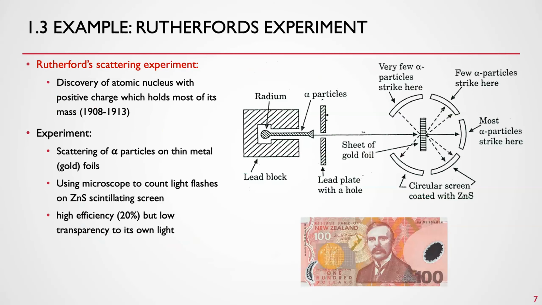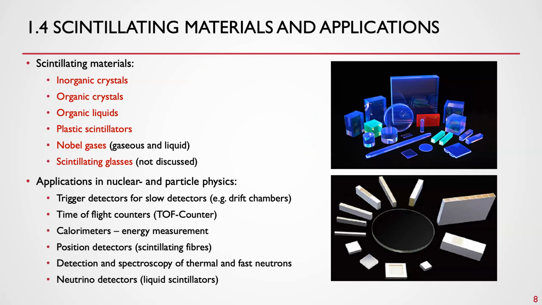Okay, the principal historic example is Rutherford's experiment. In Rutherford's experiment that we discussed, I think, at length, he discovered the atomic nucleus by shooting alpha particles at a gold foil. For counting the hits off the beam axis he used a circular screen coated with zinc sulfide, which is scintillating. It has a high efficiency, but it does not have a good transparency for its own light, and therefore it is not used nowadays.